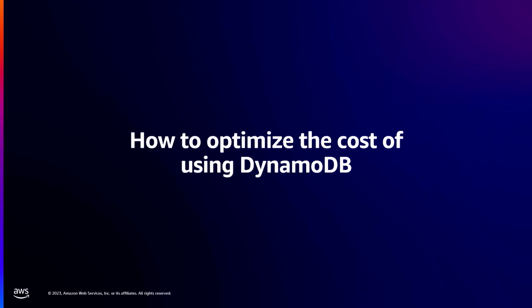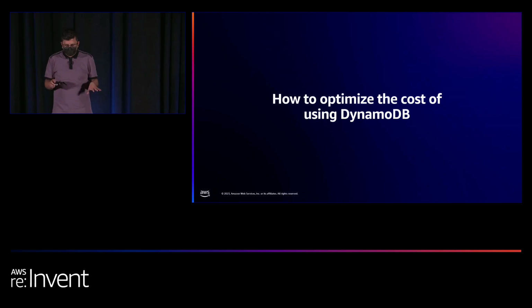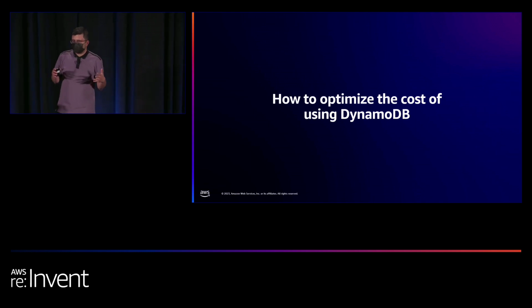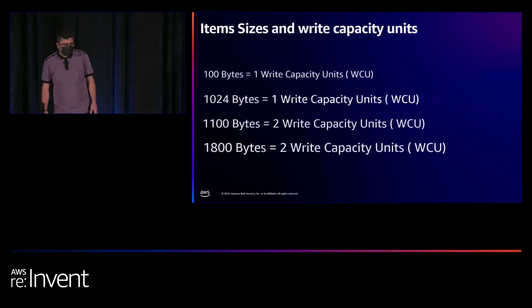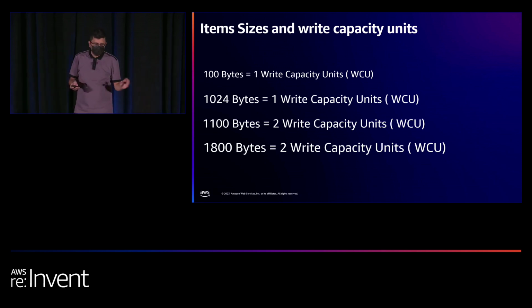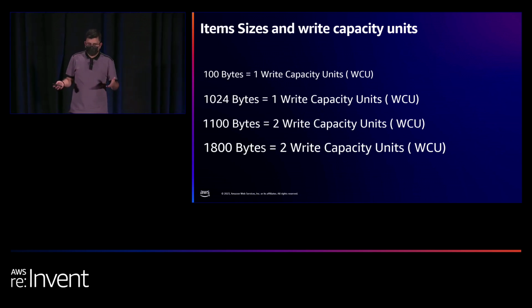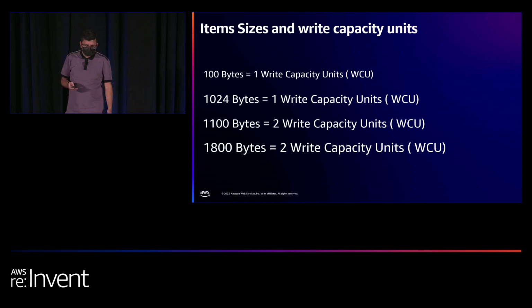Perfect. So engineering is not just about adding features. It's also about building cost-effective solutions, right? So in the next set of slides, I'll talk through some of the strategies that you can use to optimize the cost of using DynamoDB. So let's start with item sizes and write capacity units. If you look at an item in DynamoDB, if you're doing an update, for example, or a write for that item, if the item is 100 bytes, it's going to consume 1 write capacity unit for you. Up to 1024, it would be 1 write capacity unit. And you can just keep on incrementing it based on that.